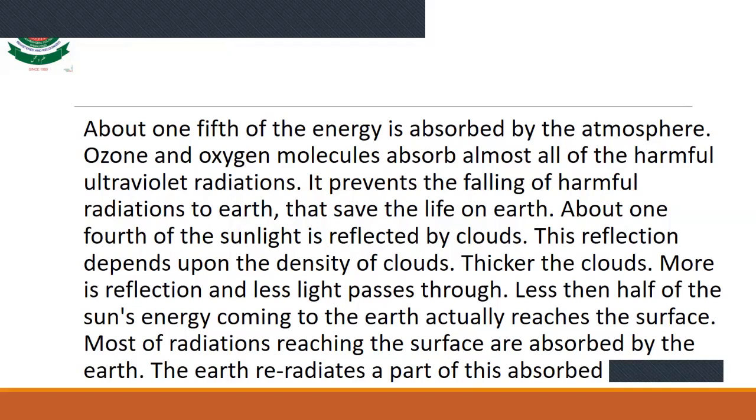If the cloud is thicker, then there is more reflection, and less light passes through it. Less than half of the sun's energy coming to the earth actually reaches the surface. The sun's energy coming to the earth actually reaches the surface.